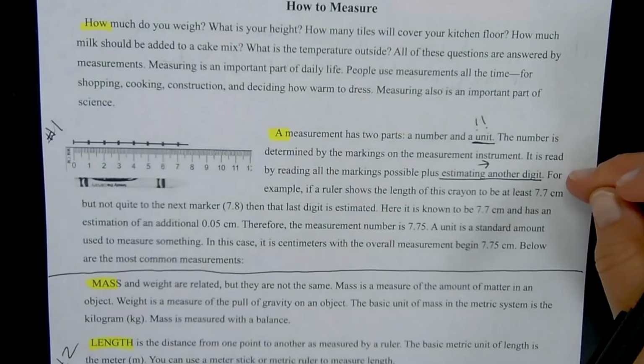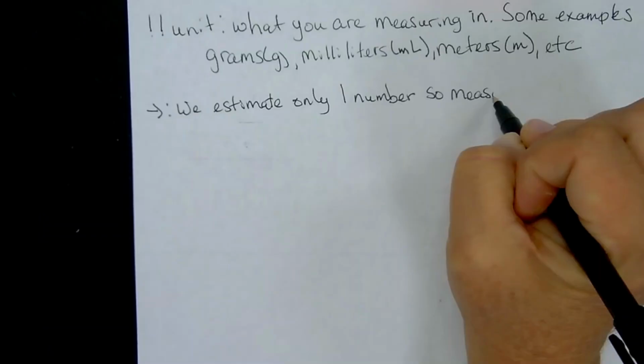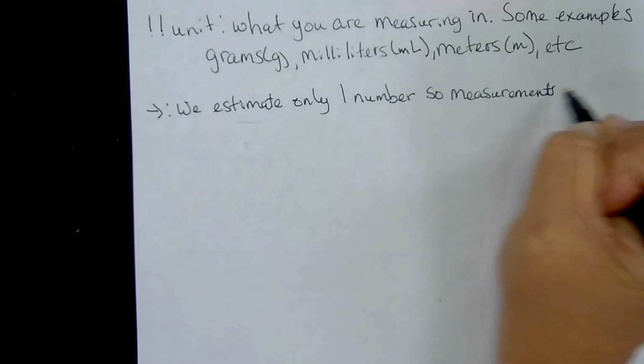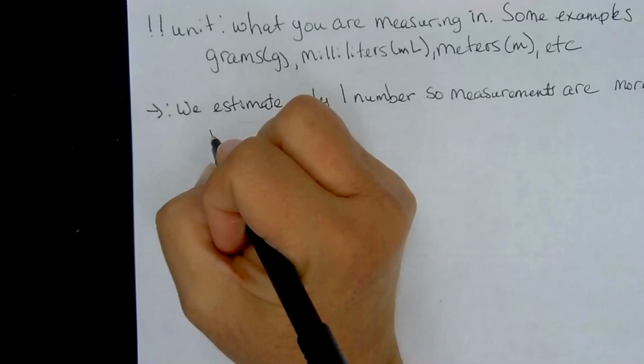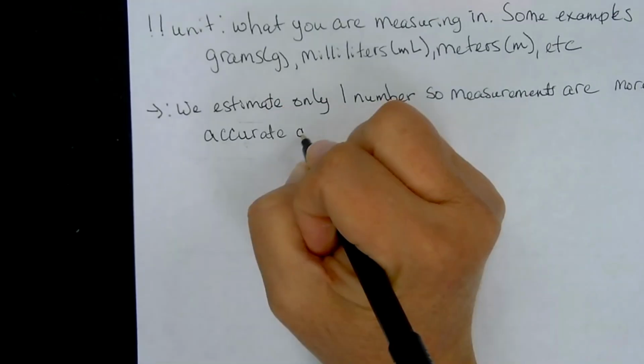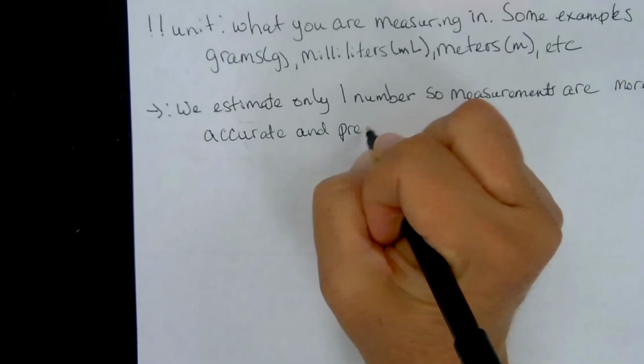So then I'm going to write, here's my connection, and it says we estimate only one number. Because if we estimated more numbers, then all of our measurements would be all very, very different. Okay, so measurements are more accurate and precise. So an example of this that I used here in class was I showed them my graduated cylinder.